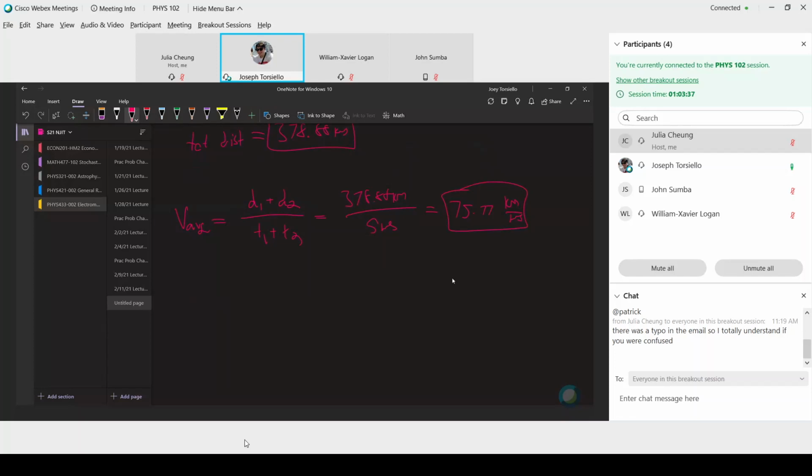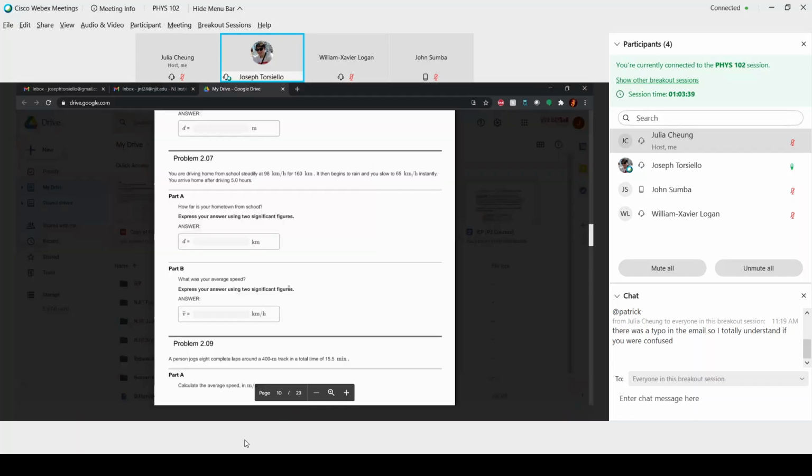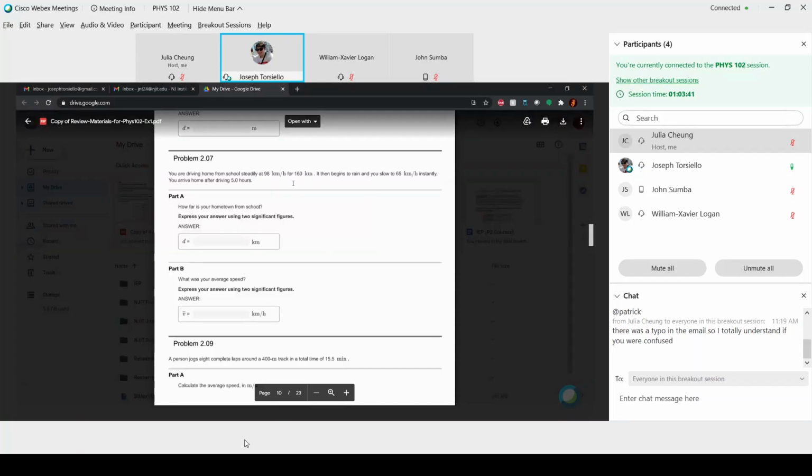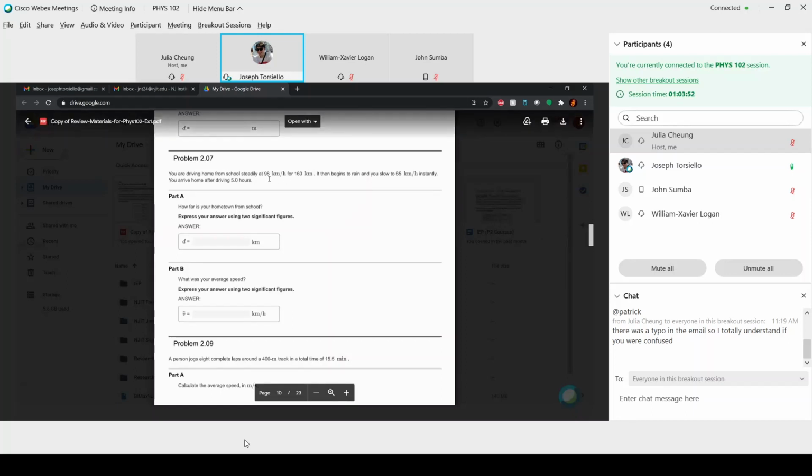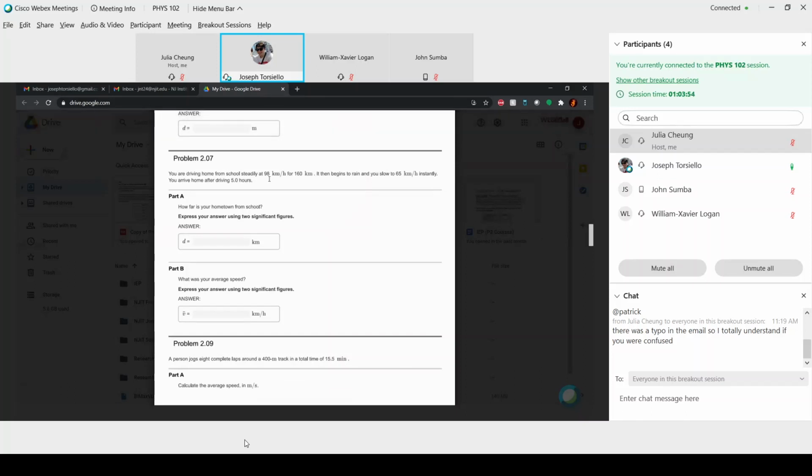And if you did the other way, you would get the incorrect answer. If you just added these two speeds and divided by 2, you would get about 81, which kind of makes sense because the 98 is bigger, and it's not being weighted by anything. This isn't 98 times the time that you were at that speed.